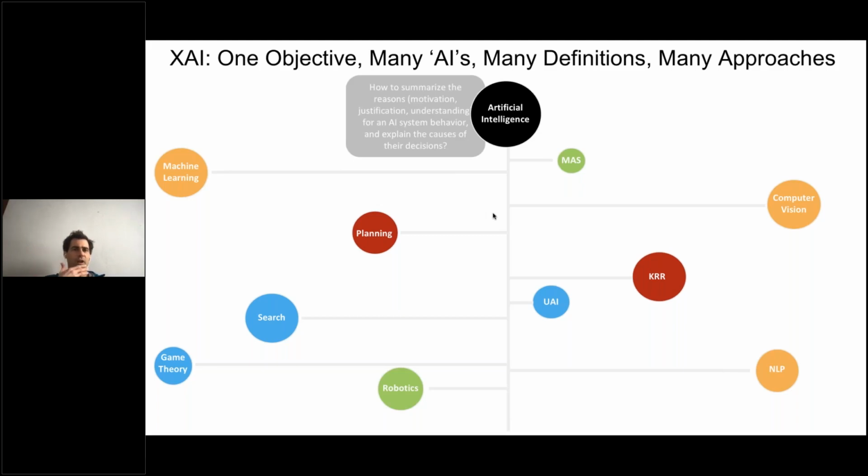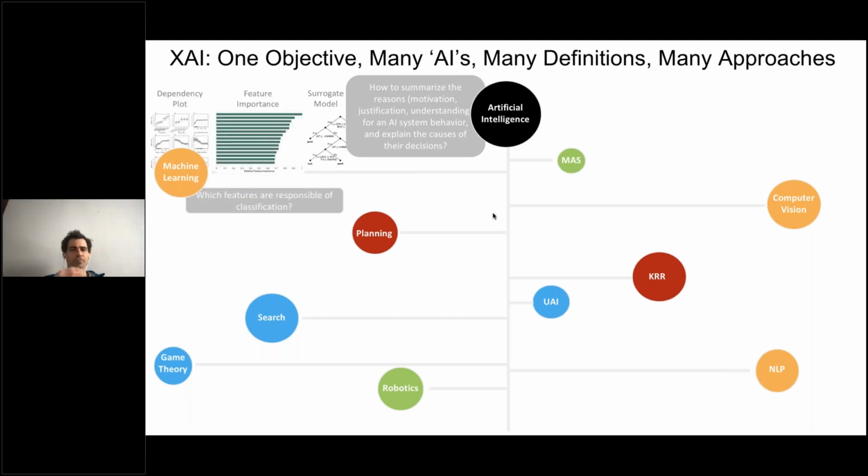So in AI broadly, we ask the question of how to summarize the reasons, and the reasons might be motivations, justification, understanding for AI system behavior, and explaining the causes of their decisions. If you look at machine learning only, you have many tools which have been available for years and which help understanding correlation across different features. You have dependency plots, feature importance, surrogate models. These tools are very useful and brilliant for debugging the model, and that's really important to use.